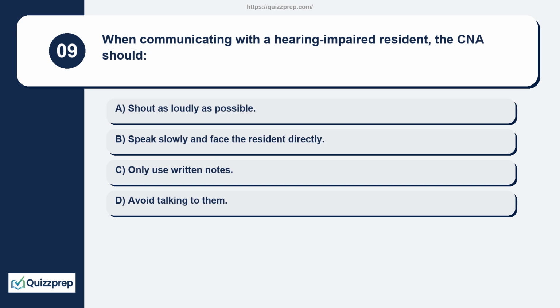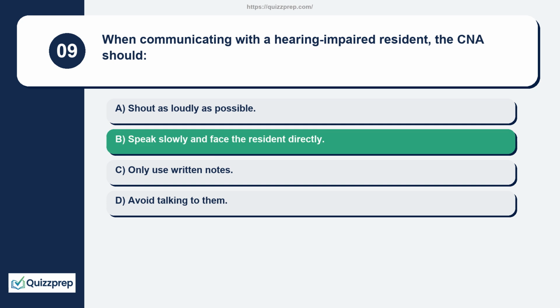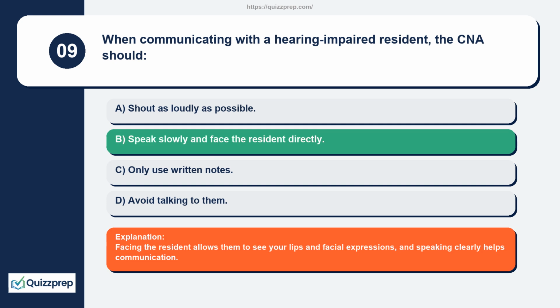Question 9. When communicating with a hearing-impaired resident, the CNA should shout as loudly as possible, speak slowly and face the resident directly, only use written notes, avoid talking to them. Facing the resident allows them to see your lips and facial expressions, and speaking clearly helps communication.